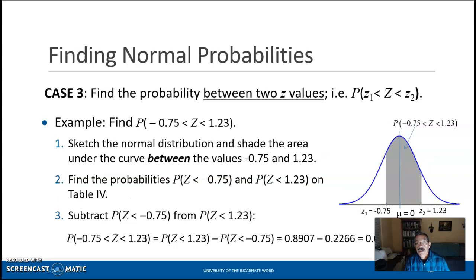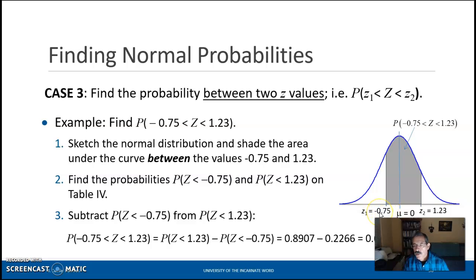All right, the third case, which is very common, is when they're asking us to find the probability that the random variable is between 2 values, z1 and z2. And note that z1 is always smaller than z2, right? Because then we're looking at the random variable being larger than z1, but smaller than z2. In this example, they're asking us to find the probability that the random variable z is between minus 0.75 and 1.3. Again, the first thing to do is sketch the normal distribution, mark the 2 values.